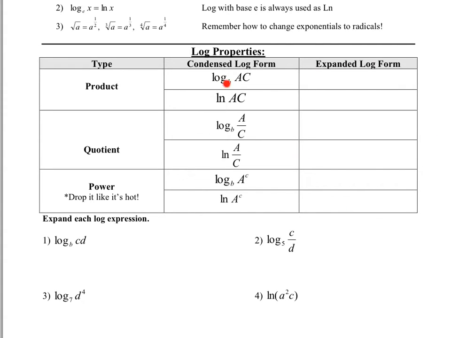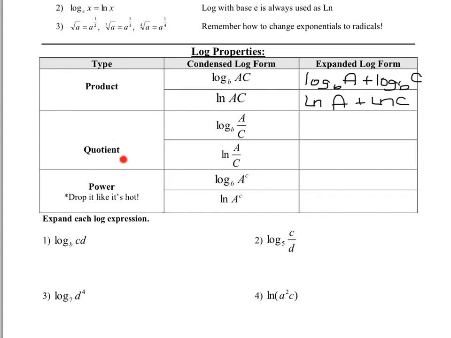So if I have log base b of ac, if I want to expand it, I'm going to say it's the same thing as saying log base b of a plus log base b of c. Same thing goes if I'm given ln. There's no base for ln, it's just ln. So ln of ac would just be ln of a plus ln of c. So if you have a product in condensed log form, when you expand it, you add the terms. Notice how in an expanded log form there's 2 logs, and in condensed log form there's 1.